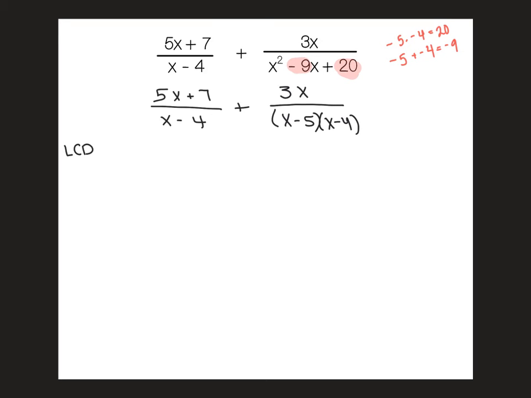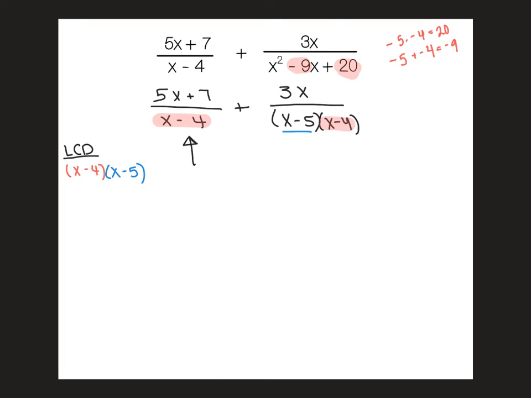Then we're going to write down our LCD. Again, you write the entire first denominator. So I write x minus 4. If I look at the second denominator, there's an x minus 4 present. I don't need to rewrite that, but I do need to include this x minus 5. So my least common denominator is quantity x minus 4 times the quantity x minus 5.